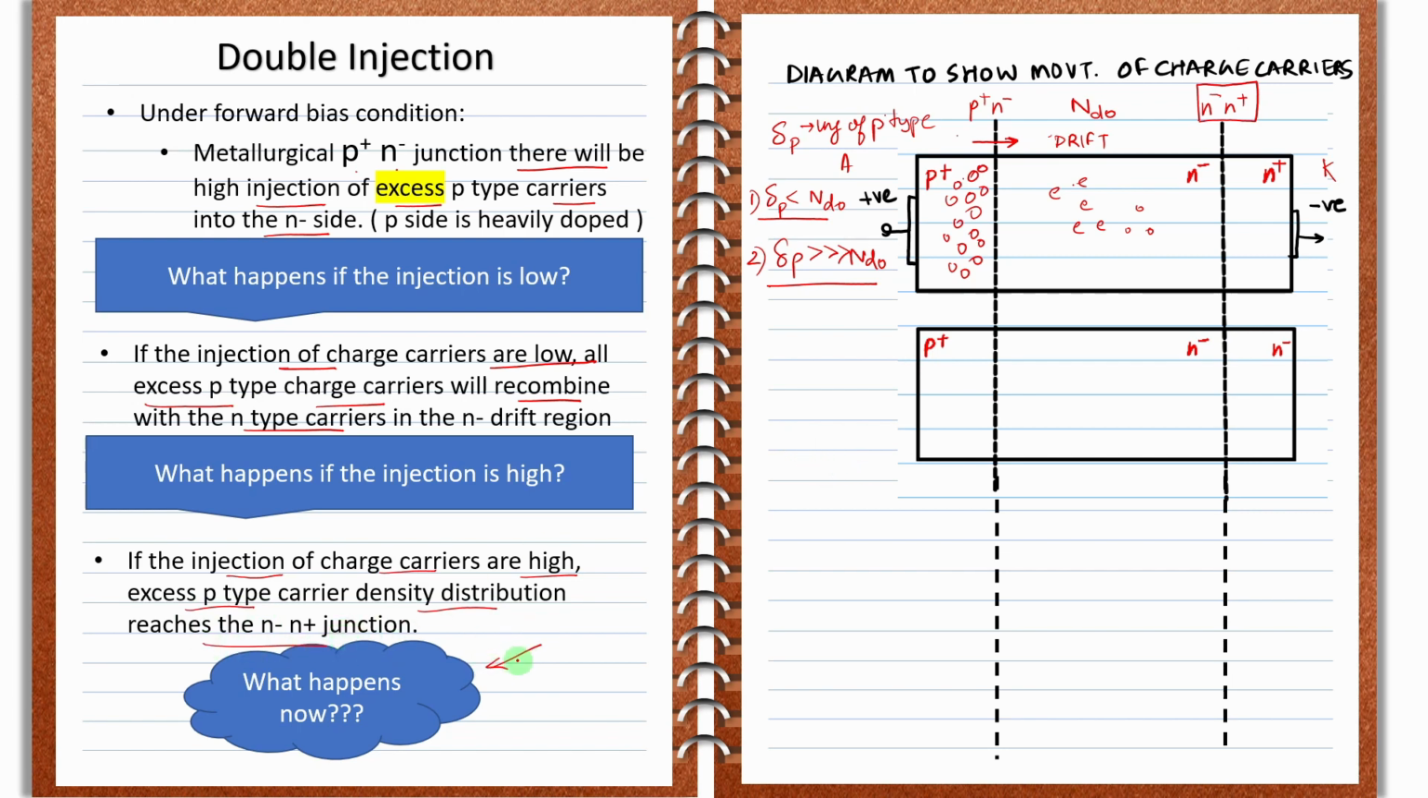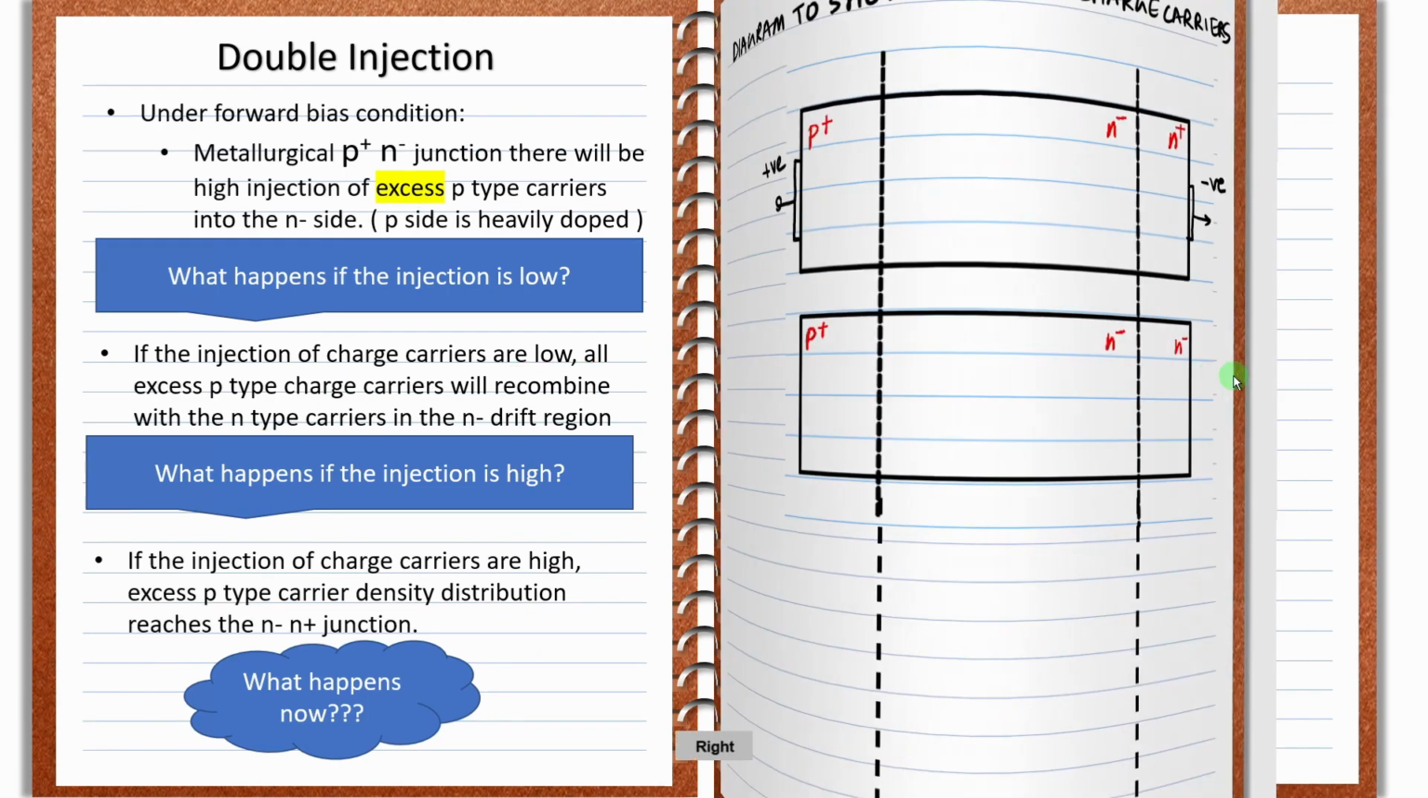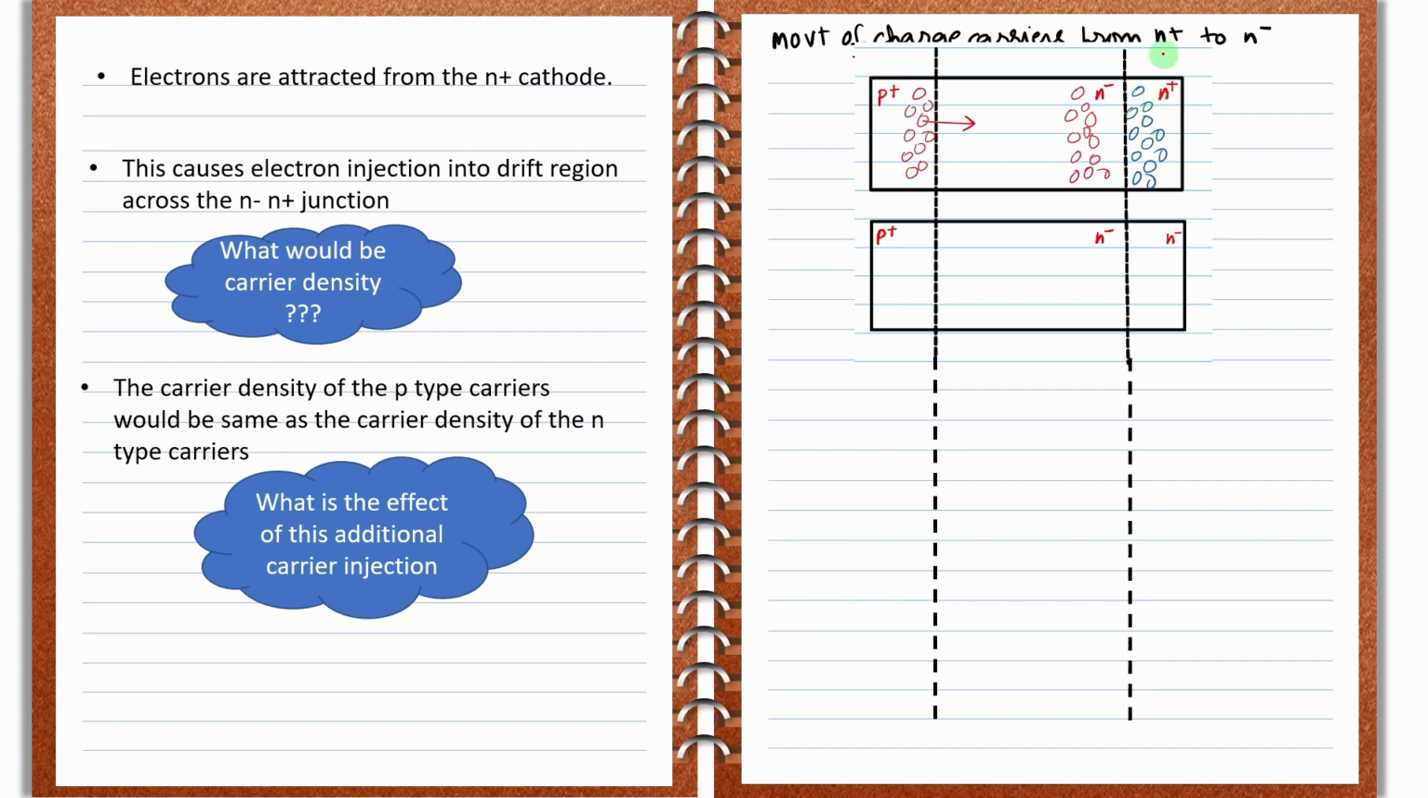So the question is, what is going to happen here? You start from here and finally reach a point where, after a little bit of recombination, most of the p-type charge carriers have reached the n minus n plus metallurgical junction. So what is going to happen after this? Now in the n plus region, let me change the color of my pen. In the n plus region, you are having a lot of electrons, right? Because the n plus region is also heavily doped and the majority carriers in the n plus region are electrons.